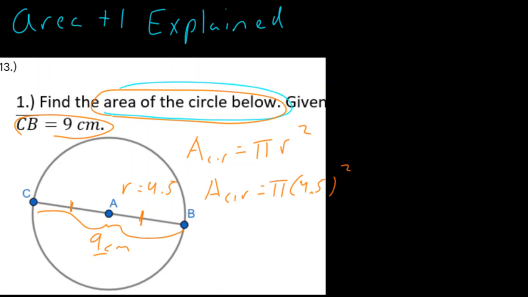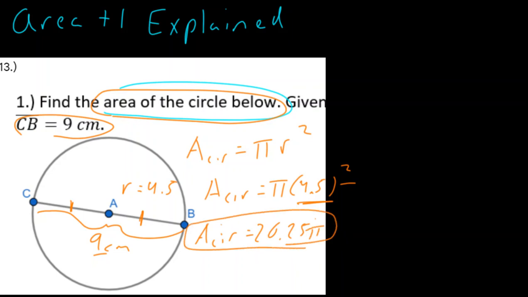Now from here, let me go ahead and grab my calculator. I think 4.5 squared is something like 20.25, but I could be wrong. So let's find out. 4.5 times 4.5 is 20.25. Now there's two ways we could write this answer. We could write 4.5 squared is 20.25 pi. This is a perfectly acceptable answer.